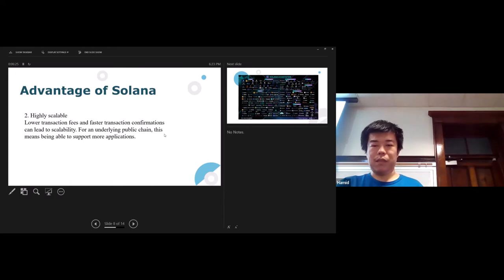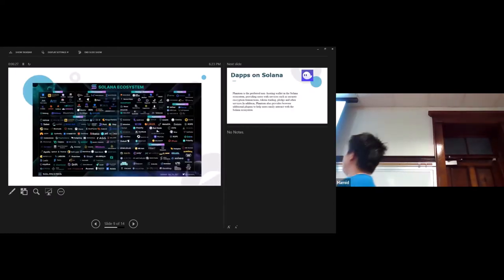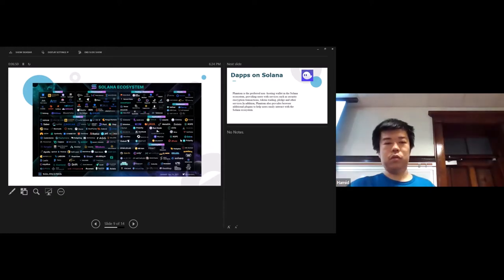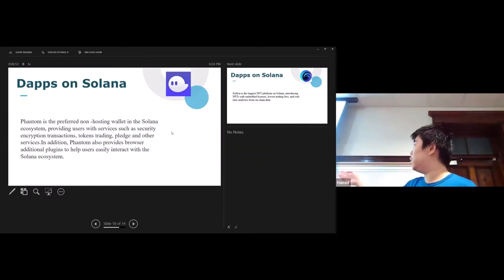And the next page is Solana's ecosystem. You can see there are so many applications on the Solana system. Yeah, and it's about wallets, DeFi, education, finance, and some like gaming, NFTs, and other applications. And I will choose two to introduce. And first is Phantom, which we learned in class.